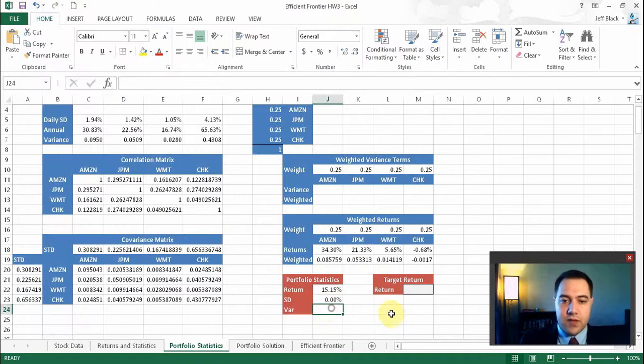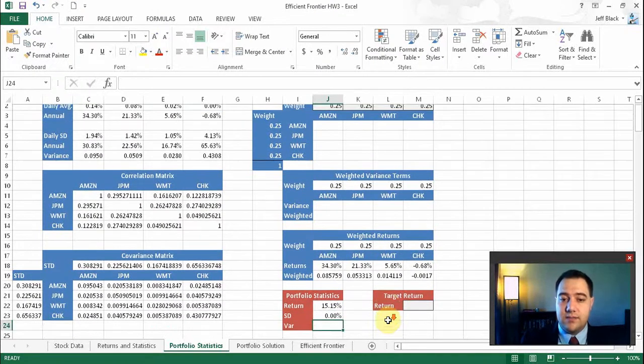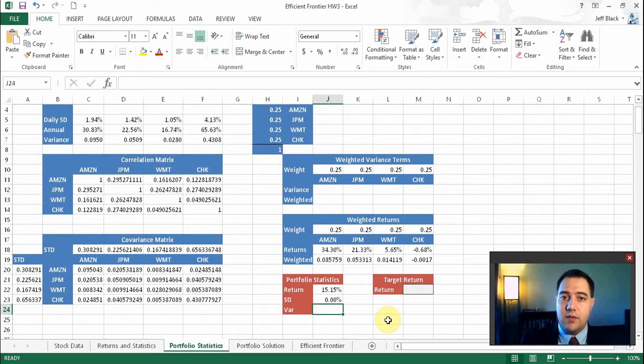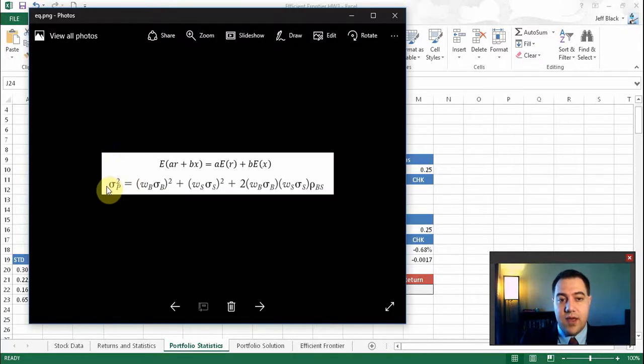Okay, so now we need to calculate the variance. There are 2 ways to do this. There's the easy way, which I'll go over later, but for right now I want to go over the more intuitive way. We're basically going to calculate variance the same way that we've calculated variance for a 2-asset portfolio. Right here I have the variance of a portfolio where we're investing some of our money in bonds and some of our money in stocks.